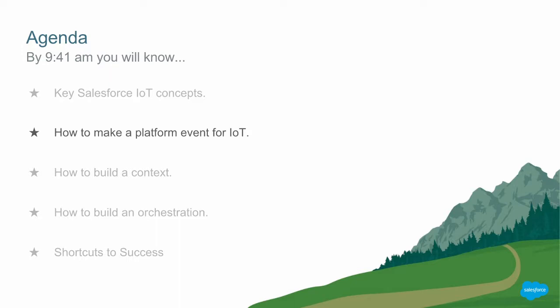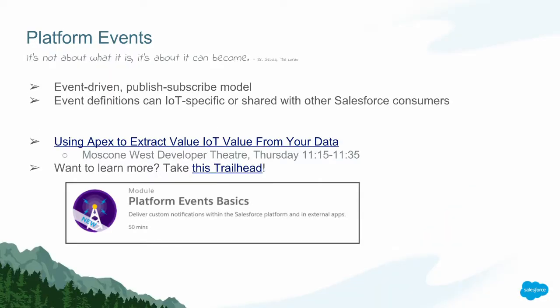All right, let's talk about platform events a little bit. So I know some of you have been attending the keynotes and learning a lot about platform events. I've been getting a lot of questions. But in a nutshell, it is an event-driven publish-subscribe model. So you push event messages into Salesforce. Multiple Salesforce subscribers can listen to those messages and act on them.